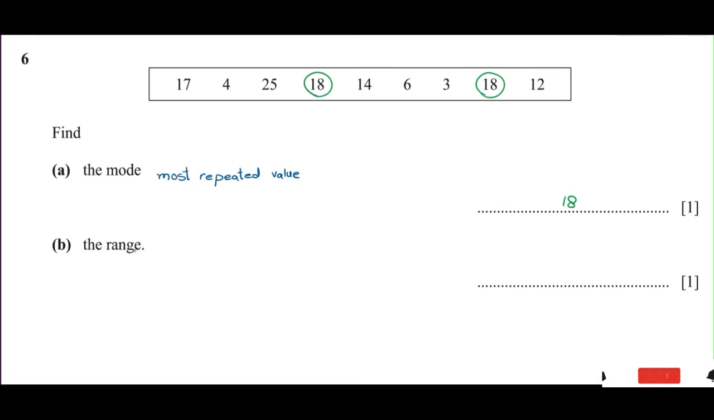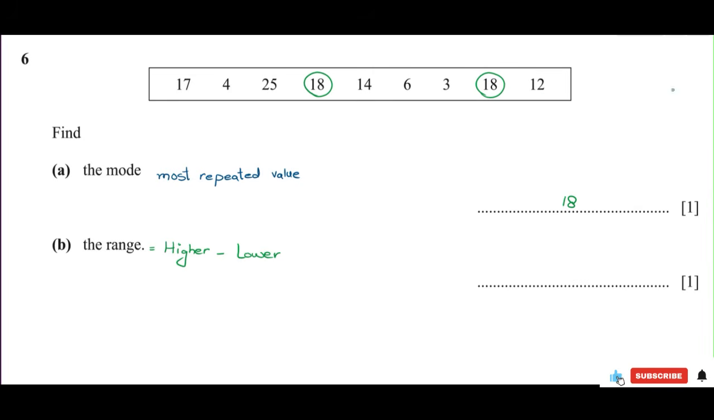Part B, the range. Range is the difference between the lower and the higher. Sorry, so the higher value subtract the lower value. Okay, so which one is the higher? 17, 4, 25, 18, 14, 6, 3, 18, and 12.